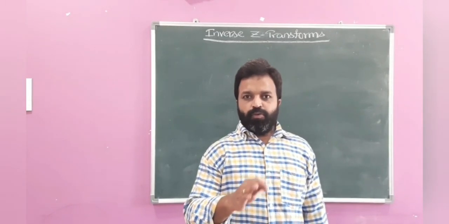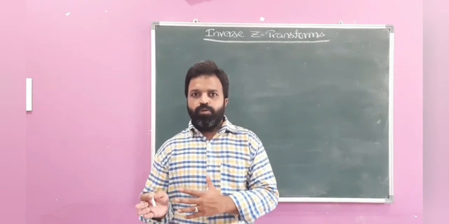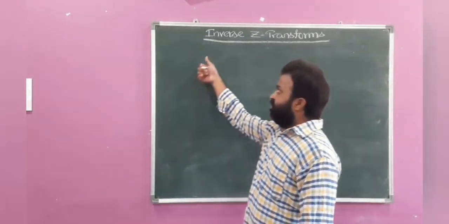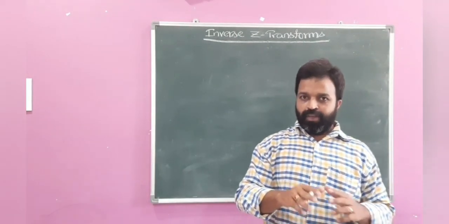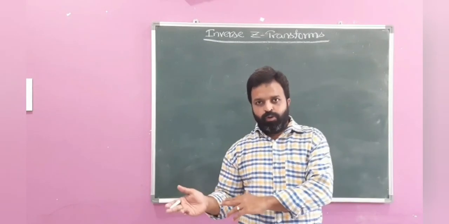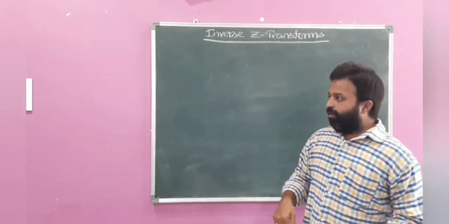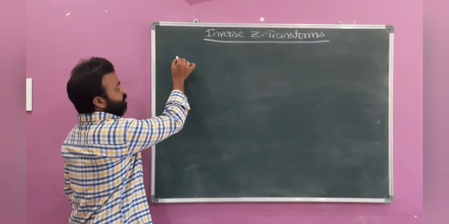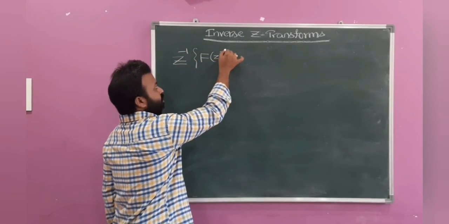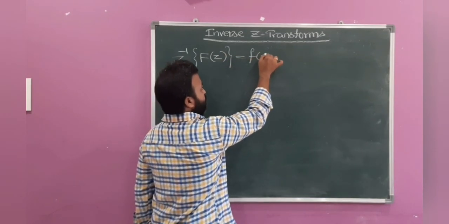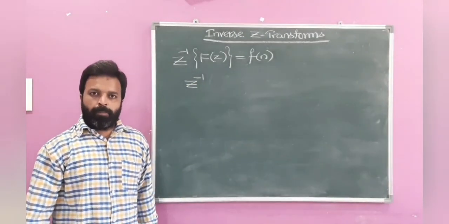Z-transform changes one form to another form. In Z-transform, we change a discrete time signal to the frequency domain, whereas in inverse Z-transform, we change a function that already exists in the frequency domain to a time signal, the existing signal processing. Mathematically, we represent inverse Z-transform as Z inverse of f of z gives f of n, where Z inverse is called the inverse Z-transform operator.